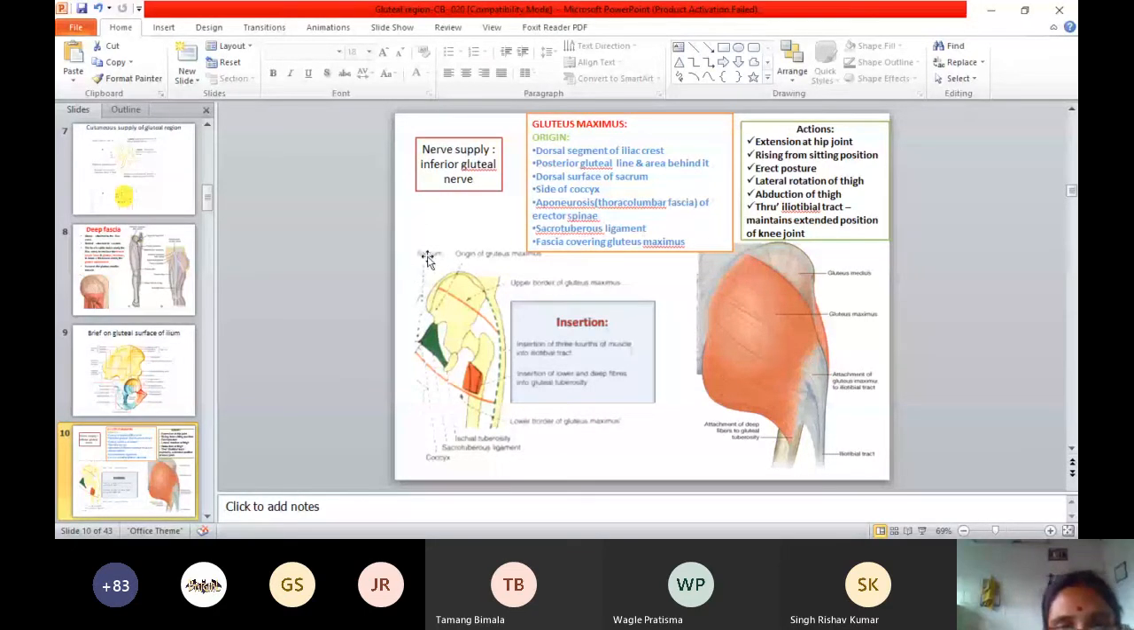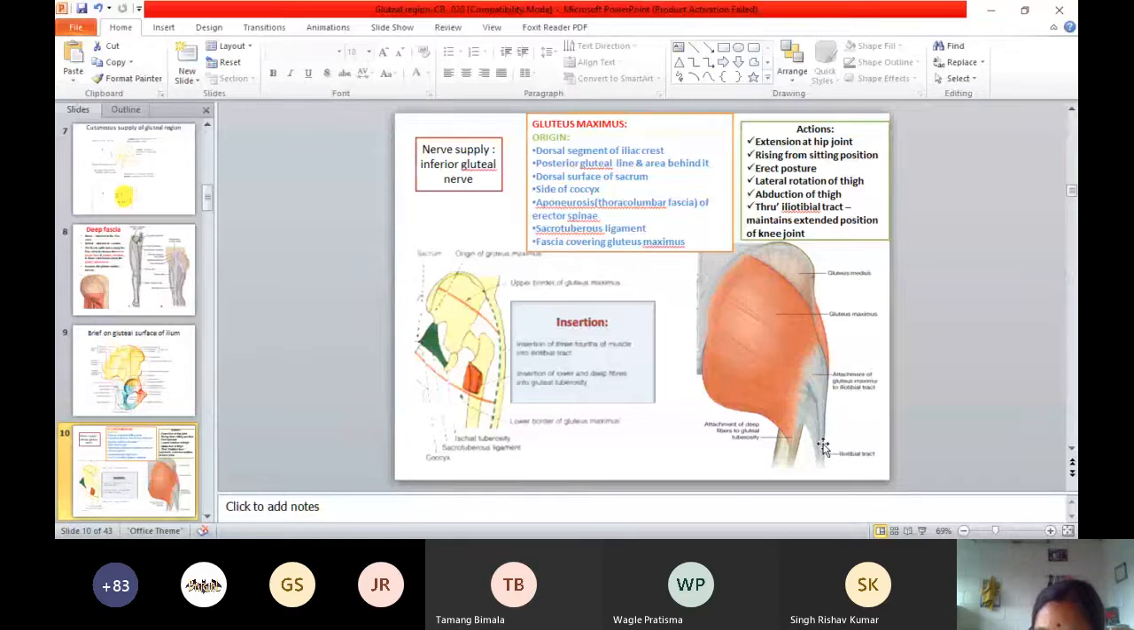Then here is the fascia, thoracolumbar fascia, and the fascia covering the gluteus maximus. What is the name? Gluteal aponeurosis. So this is the origin. Now the insertion, here you can see, the lower lateral part. The majority of the fibers, 3/4 of the fibers, insert into this thickening of the fascia.